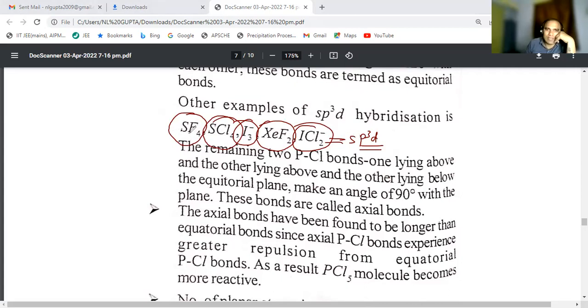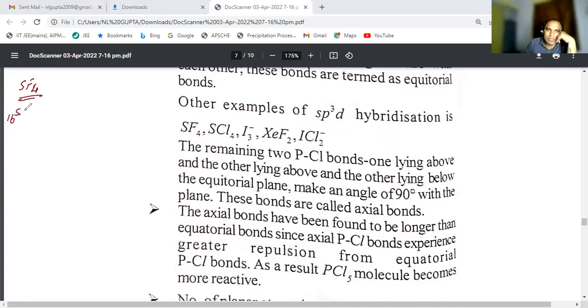Which one should I explain? There are so many: 1, 2, 3, 4, 5. Five are there. Suppose I take SF4, not SF6. So if you are talking about SF4, how many electrons does sulfur have?